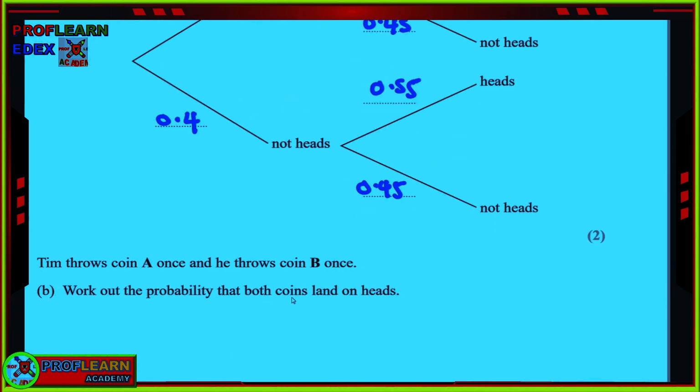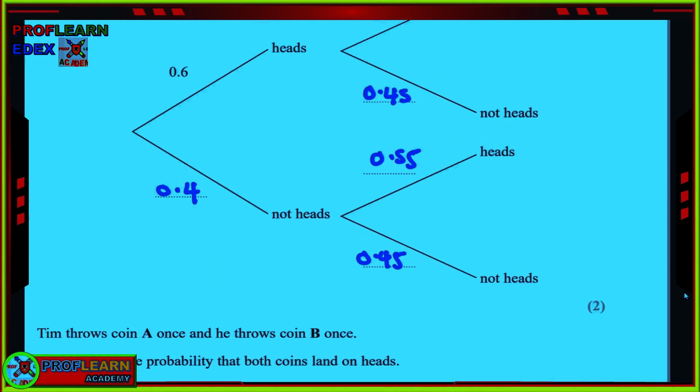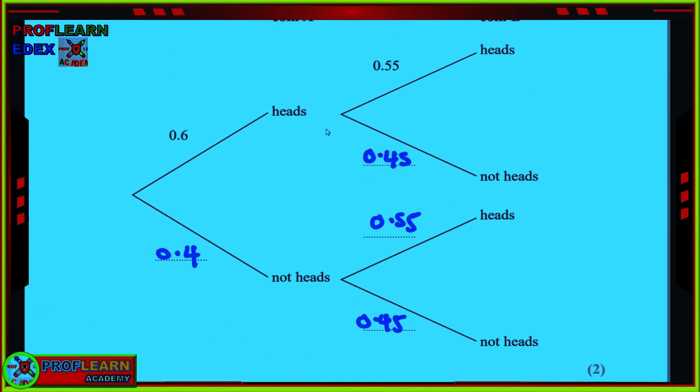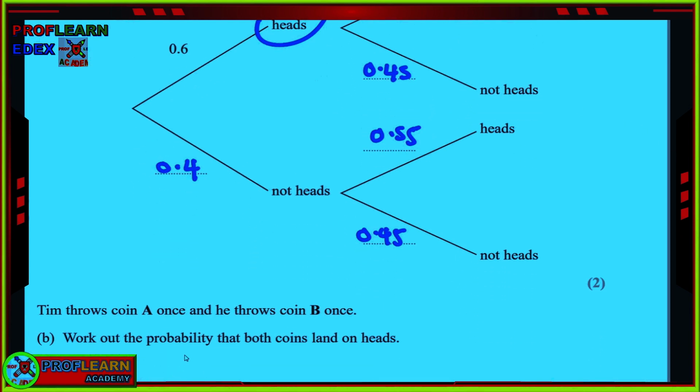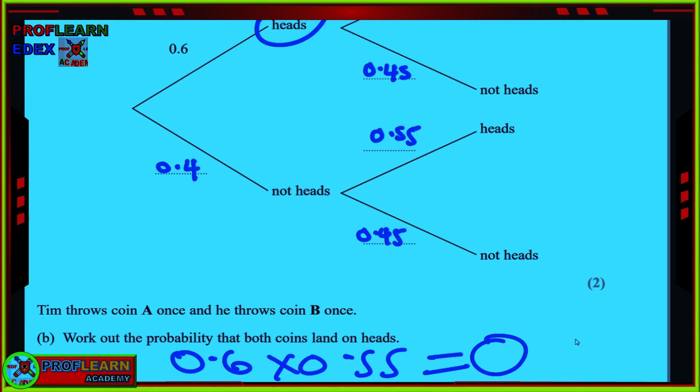Work out the probability that both coins land on heads. Both coins land on heads. It will be this one and this one. So it will be 0.6 times 0.55. Let's see what it's going to give us. That's going to translate to 0.33.